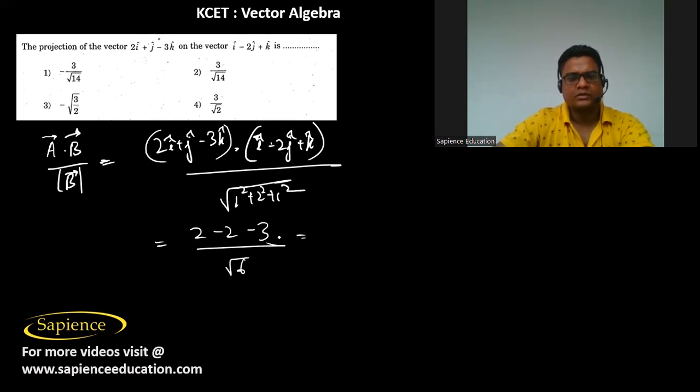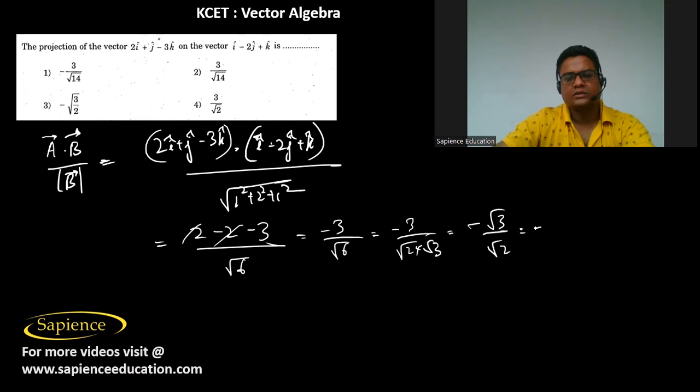So this will be nothing but 2 and 2 will cancel. This is minus 3 by root 6, or I can say this will be minus 3 by, this will be root 2 into root 3. So this will be minus root 3 by root 2, or I can say this is minus of root over 3 by 2. So option 3 is the correct answer.